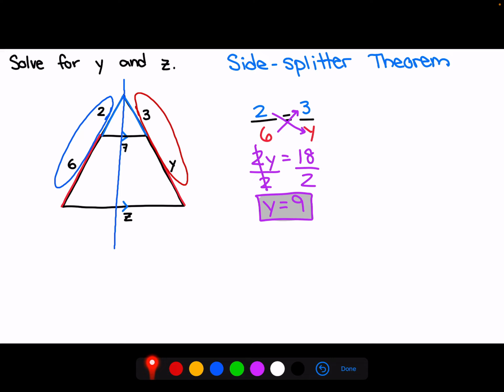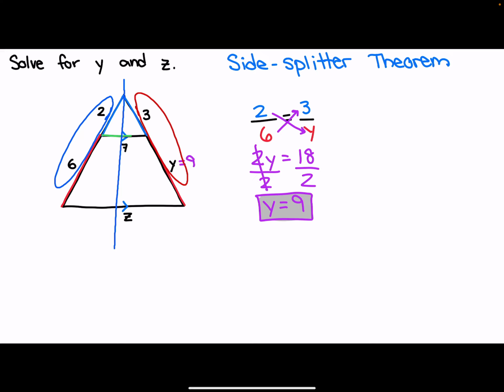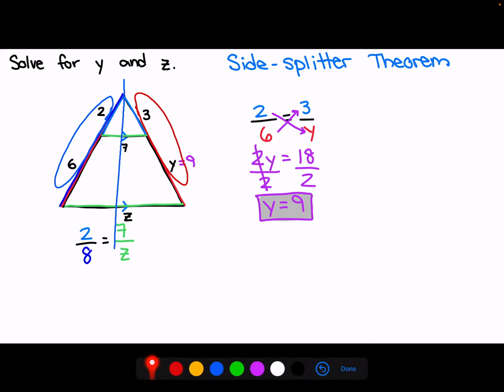Of course, I could have solved for z first as well. So to solve for z, I'm going to use my small triangle on top and my large triangle overall. As I can see, we have 2 and 6 here, so the full length would be 8. So I can set up my ratio of the small triangle 2 over the large triangle 8 is equal to the small triangle 7 over the large triangle z. Again, I'm just mapping up corresponding parts. If you need to take the triangles apart and draw them next to each other, that's fine as well.